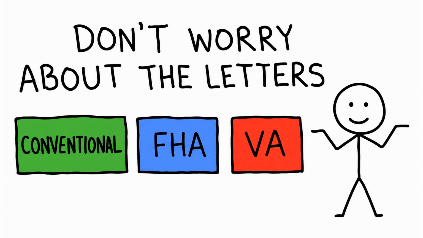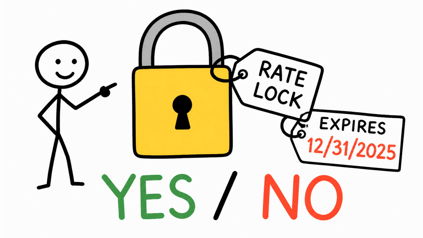Those are just different loan programs, and which one you have was decided when you applied, so don't worry about the letters here. There's a loan ID number and a rate lock line that says yes or no. With the date, your locked rate would expire if you don't close in time. Locked just means your rate is held in place.